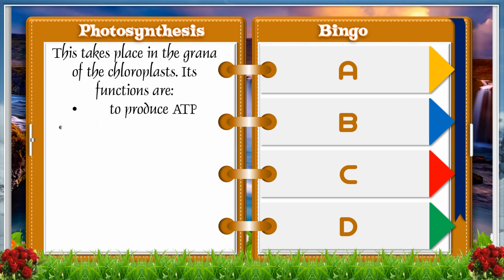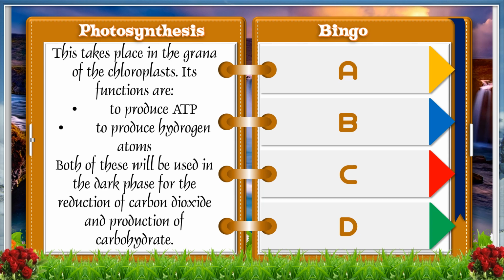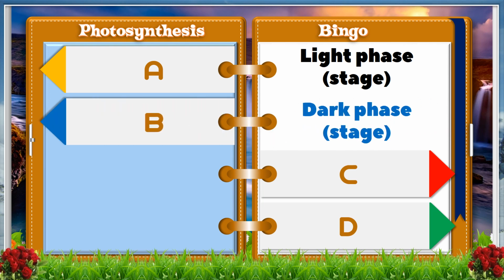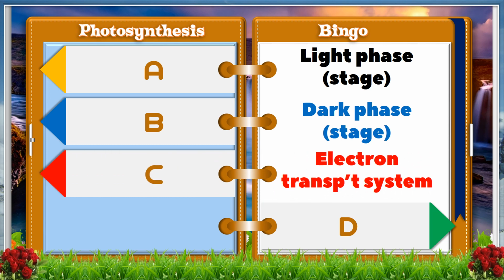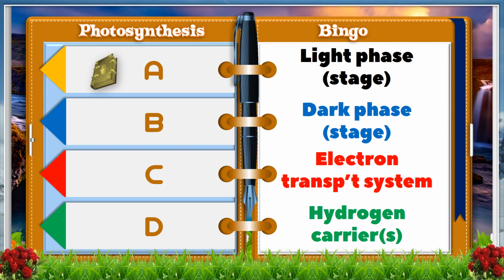This takes place in the grana of the chloroplasts. Its functions are to produce ATP and to produce hydrogen atoms. Both of these will be used in the dark phase for the reduction of carbon dioxide and production of carbohydrates. A. Light phase stage. B. Dark phase stage. C. Electron transport system. D. Hydrogen carriers. And the answer is A. Light phase stage.